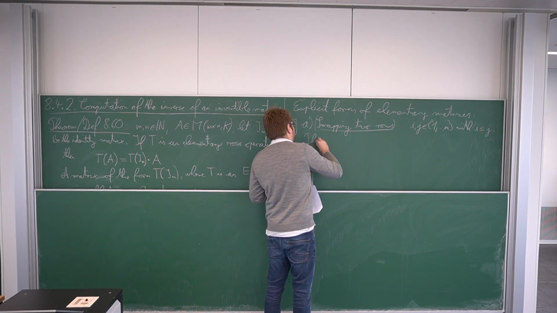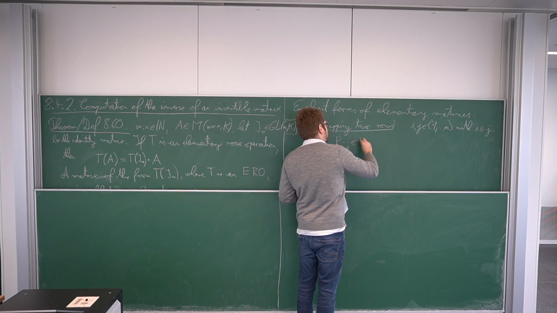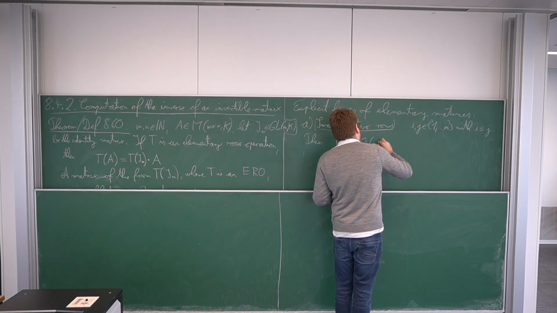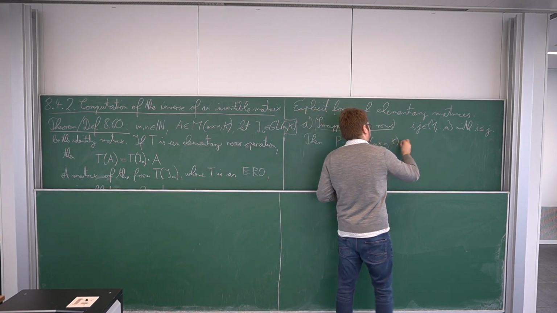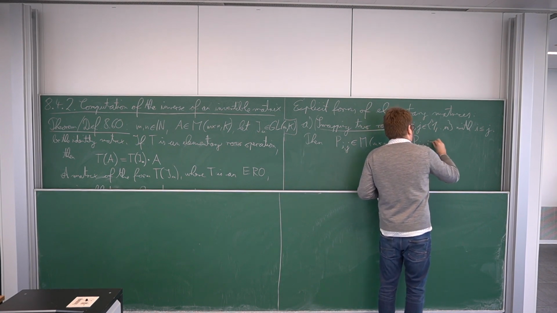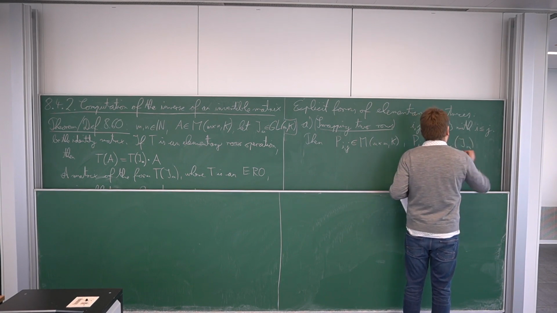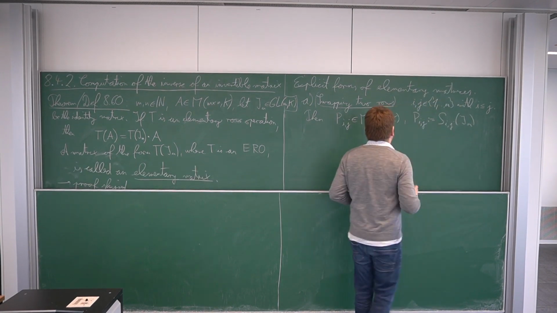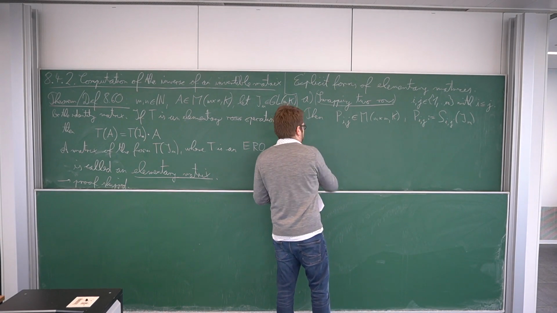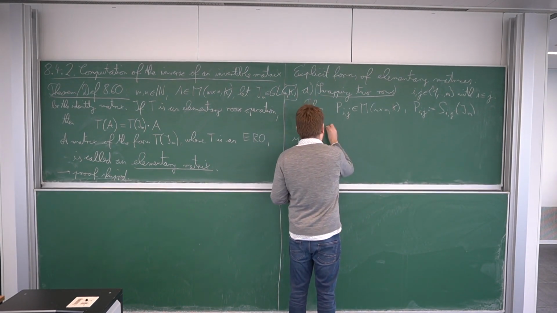Then the corresponding matrix, which I will call P_ij, is an m by m matrix with entries in K. So P_ij is by definition S_ij of the identity matrix. So what do we get if we swap the ith and the jth row of the identity matrix? It's quite obvious, but let me write this down.